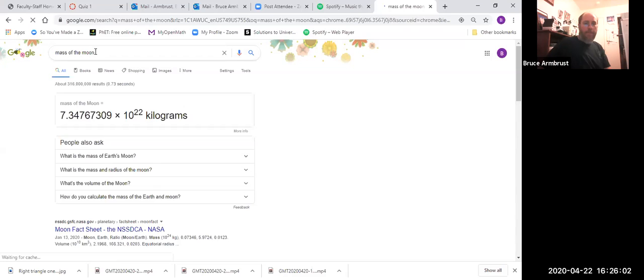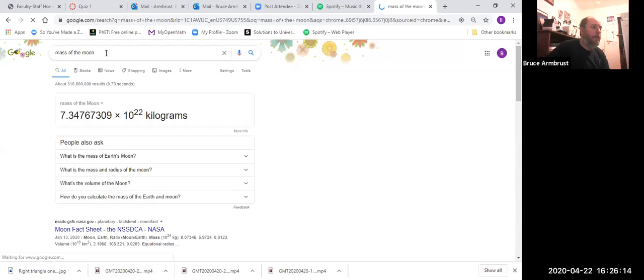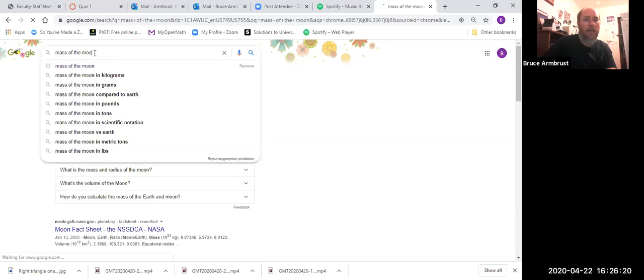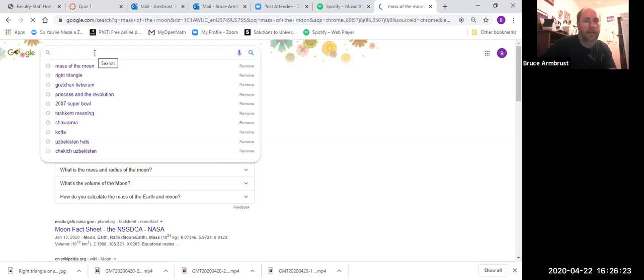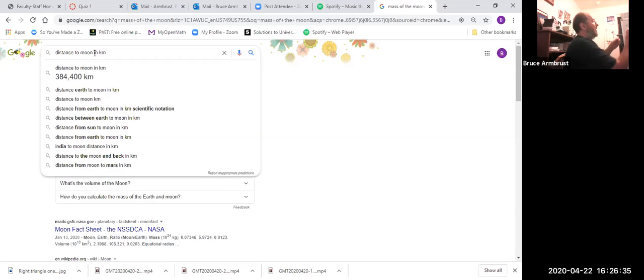What else did we need? We needed the distance from Earth to the moon, right? So let's try that. Oh, and I totally just saw it and didn't catch it. All right, so the distance to the moon in kilometers, there's going to be our R. So 384,400 kilometers.